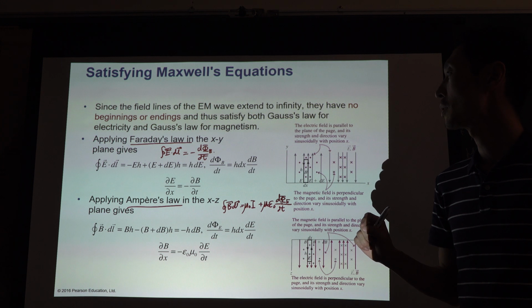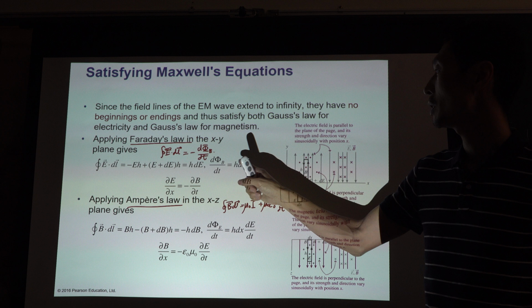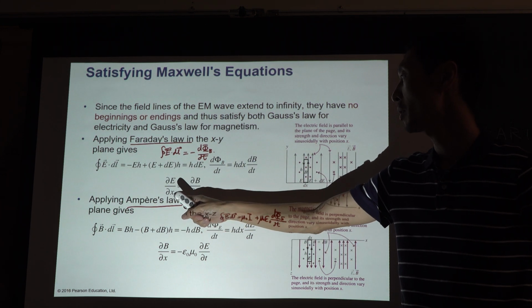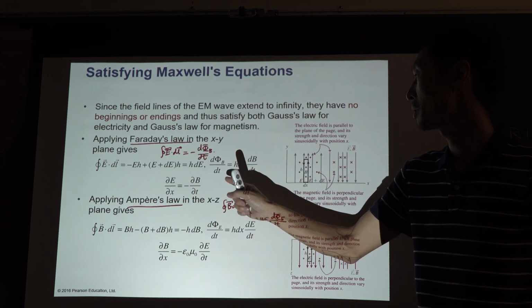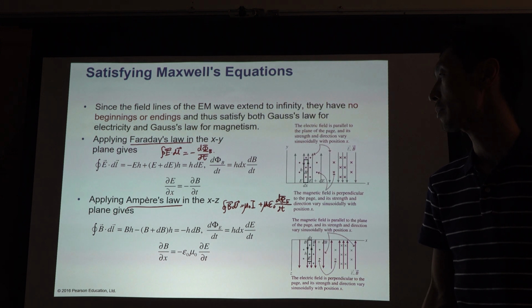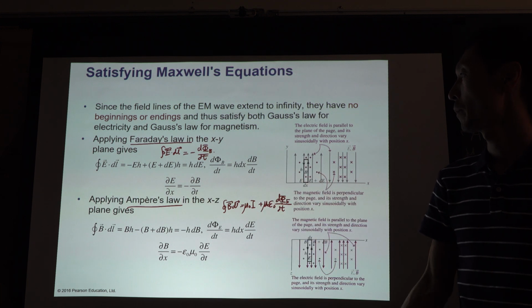So that's what Ampere's law says. So this becomes this. The E derivative becomes the B derivative, with H disappearing, right? H is common to both sides. So we get this, okay?